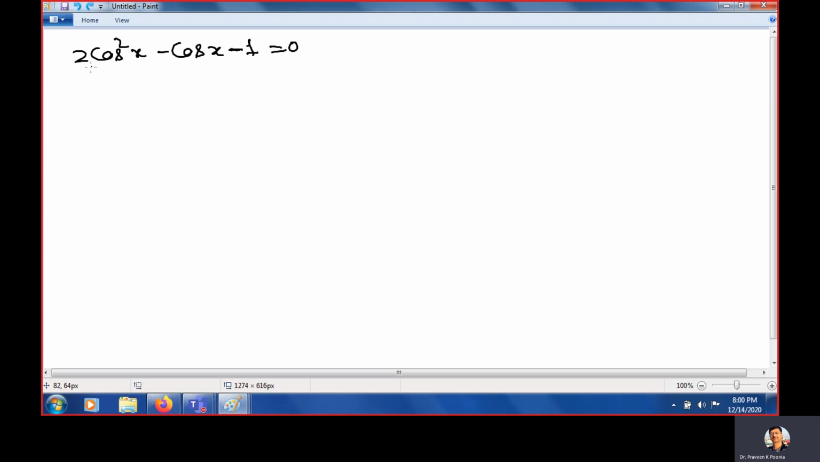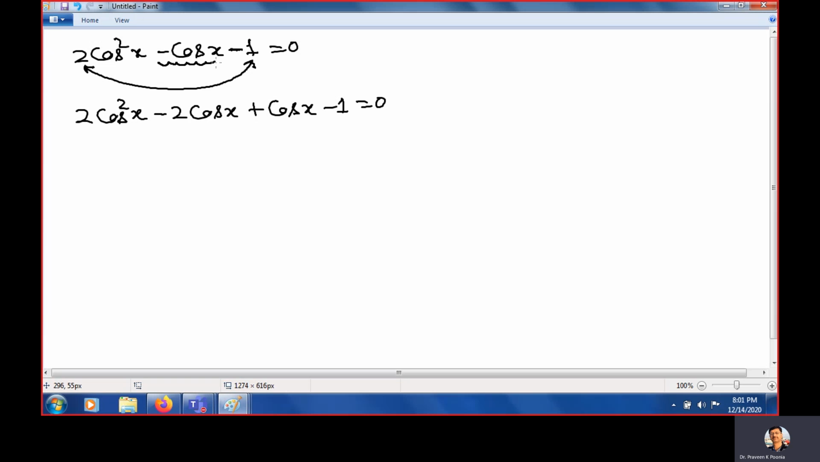In this case, you need to multiply these two, 2 into 1. 2 into 1 means you need to take 2 factors such that their difference is 1. So 2 minus 1 is 1. So how are we going to write it? 2cos²x − 2cos x + cos x − 1. We break this minus cos x into 2 factors: one is minus 2, one is plus 1, because minus 2 plus 1 is minus 1.